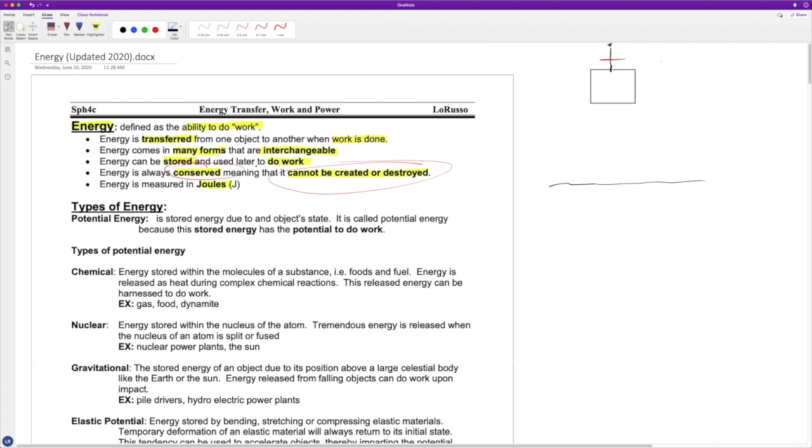We can't get more energy. We can't get rid of that energy. The total energy in the universe is the same. What's happening though, it's just constantly being transferred from one object to another. So the energy is flowing throughout the universe and changing in different forms, but the actual total amount is the same. And finally, the unit for energy is the joule.